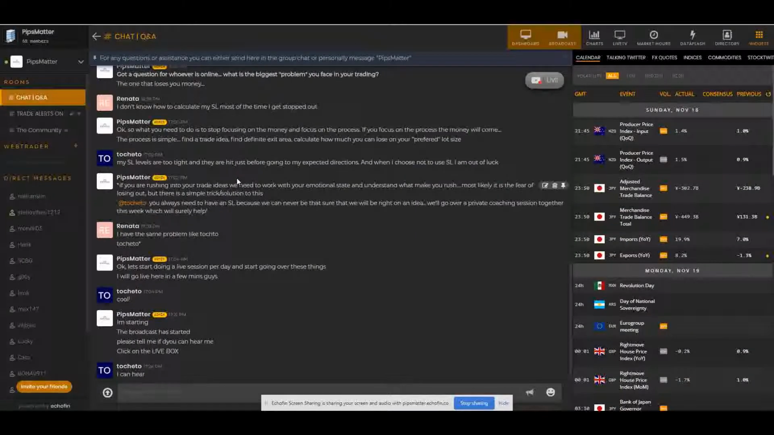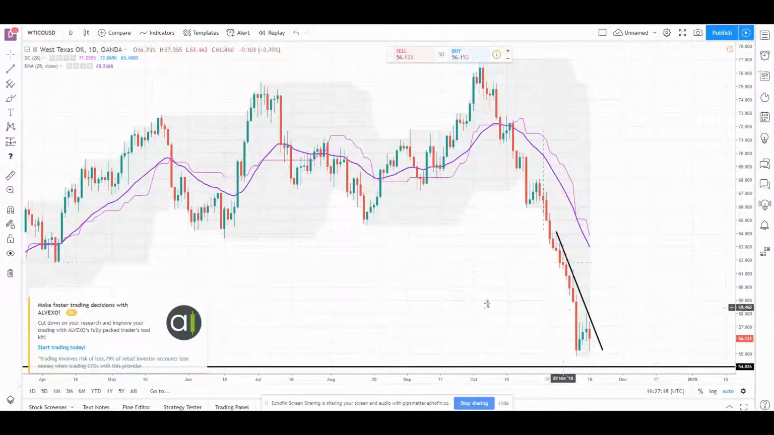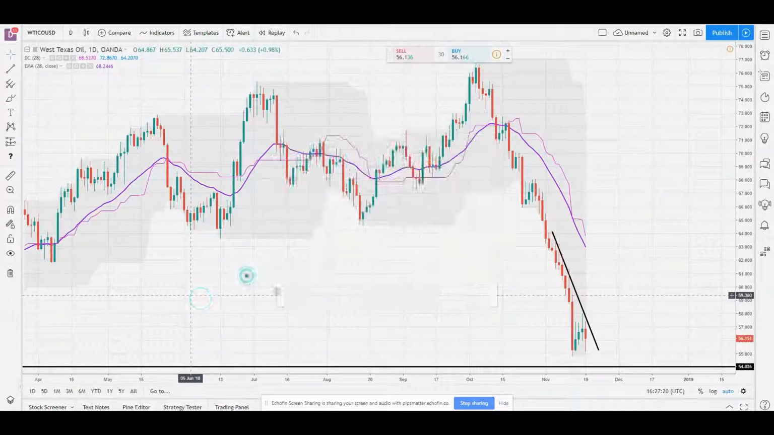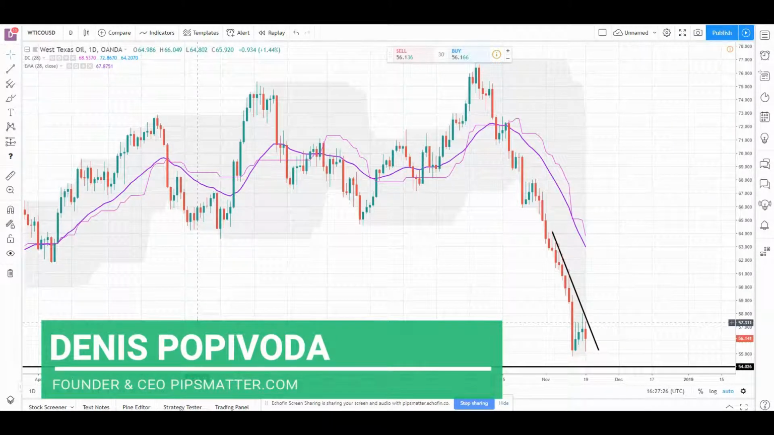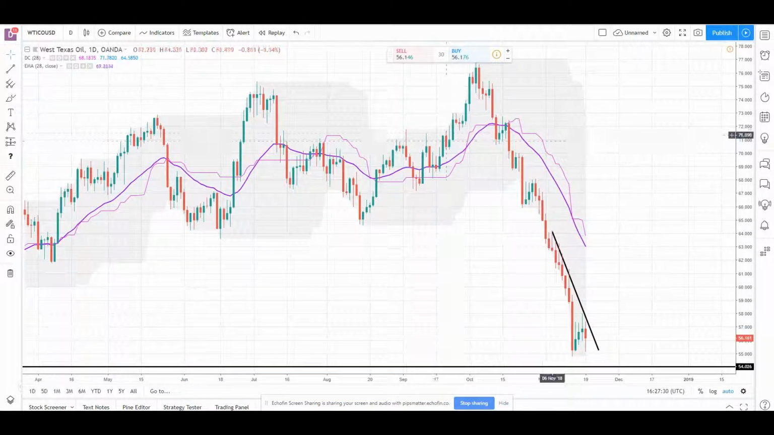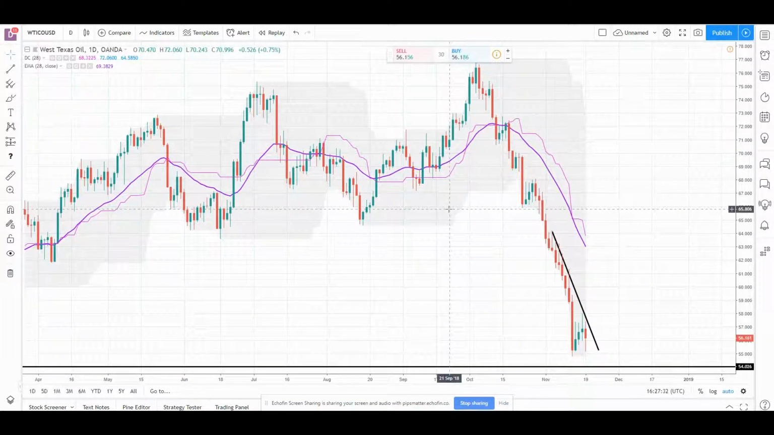All right, so in this session you guys are going to be looking, of course, at the oil chart, because this is the only trade I have going right now, shorting oil. But this session is about what the actual DC and EMA combo is, as you can see it here, and why I use it and how I use it. So to begin with, let's start with the question of what is the DC EMA combo.